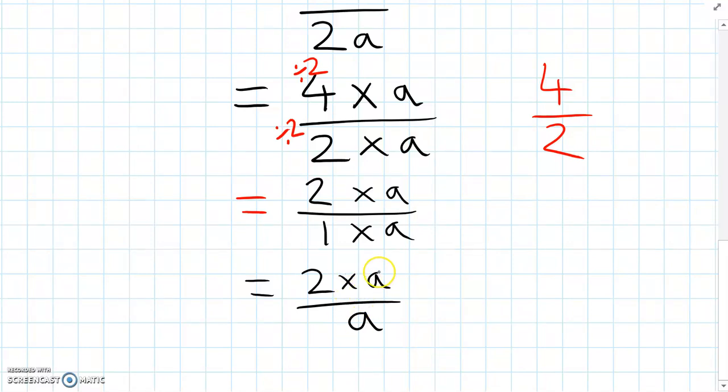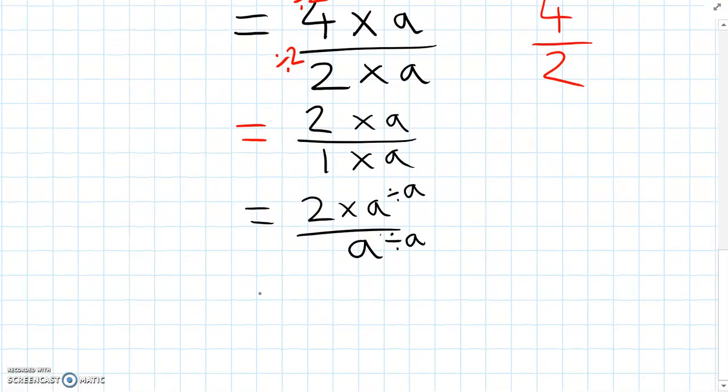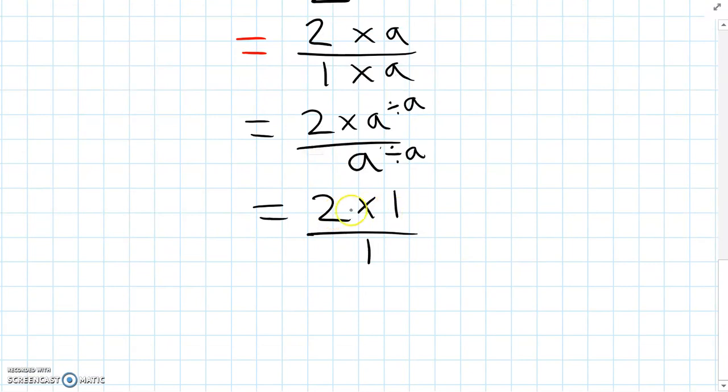But remember that anything divided by itself is 1. So a divided by a, we can think of it as dividing by a common factor. Both of those a's become 1, which is 2 times 1 over 1. And we don't really need to write any of these 1's because 2 times 1 is 2. And divided by 1, that's still 2. So basically, all these 1's disappear, and it just leaves us with 2.